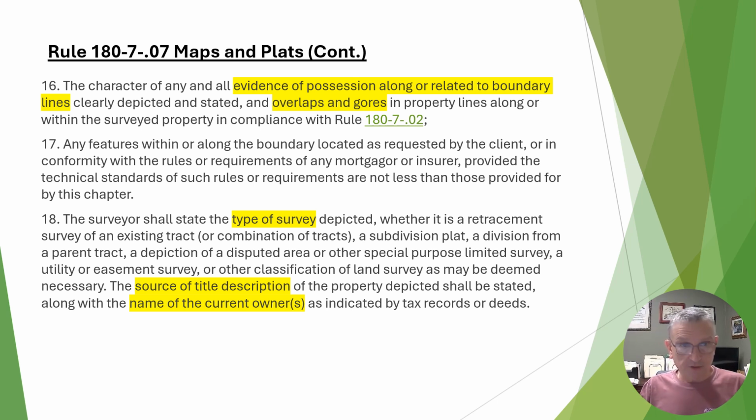18, the type of survey. Here's something else. We have to list the source of the title description of the property being surveyed. So you can't just say this is tax parcel 155. You're retracing the property described in deed book 1, 2, 3, 4, page 5, 6, 7, along with the current owner. If you remember back, that's a requirement of the Plat Act, so that's a requirement to be shown as well.